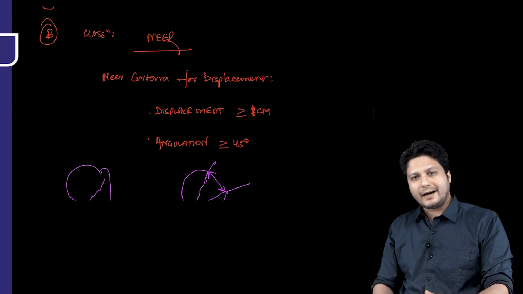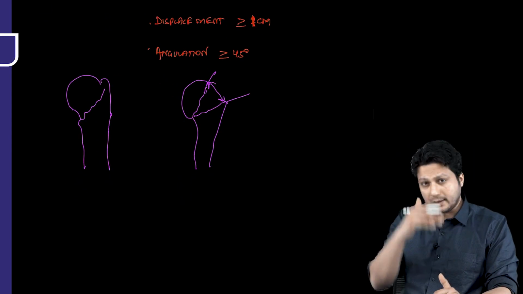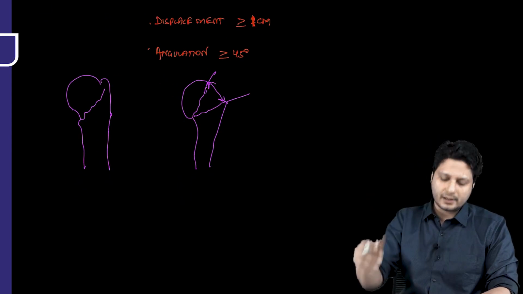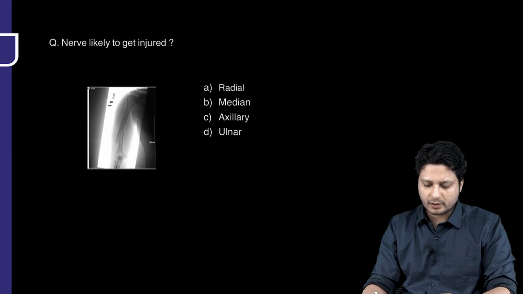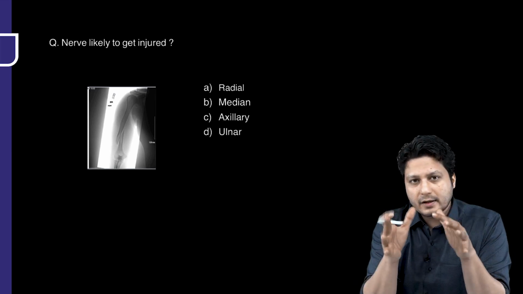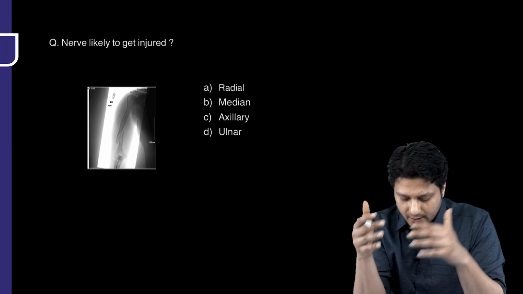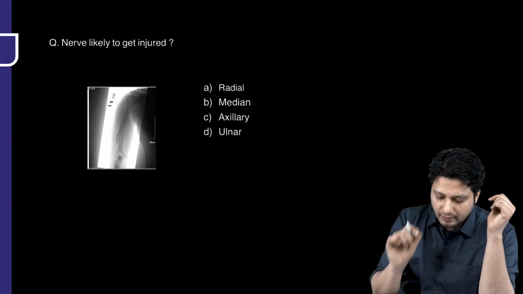All you have to do is identify the bone, because once you have identified the bone or the joint, axillary will be the obvious answer for that particular question. Now next is, what is the name of the nerve which is likely to get injured when you have a fracture of the mid 1/3 of the humerus?